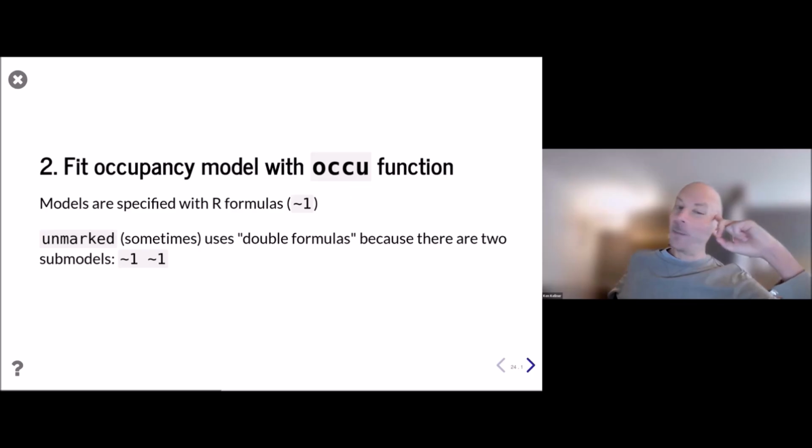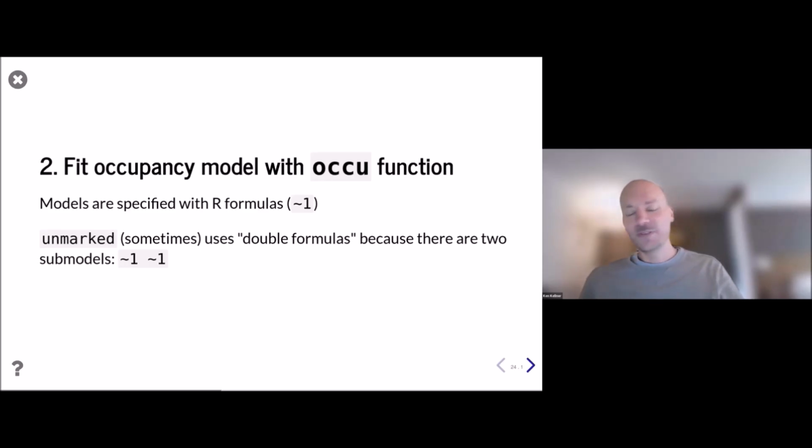One thing that unmarked adds is these double formulas, because remember, for hierarchical models, we've got 2 or more processes that we're modeling, what I call submodels. So in the specific case of the single species occupancy model, we've got the detection process and the occupancy process. And each of those is its own model that could have its own covariates that could differ. So we actually need to provide 2 formulas in this case.